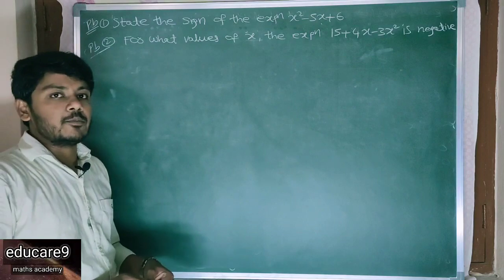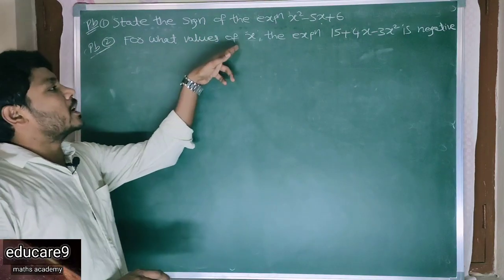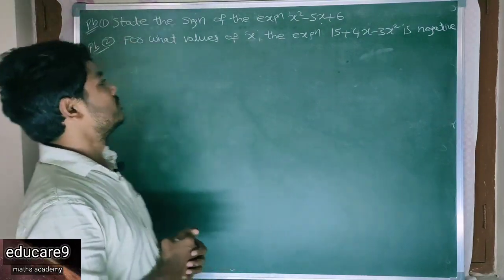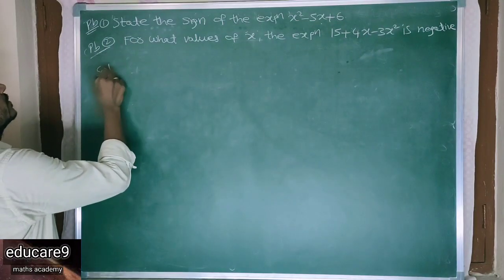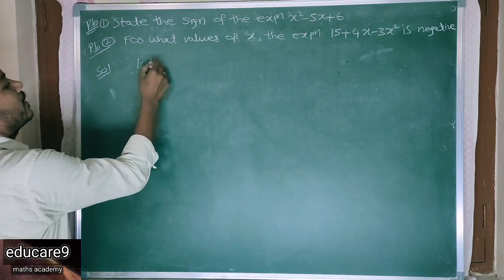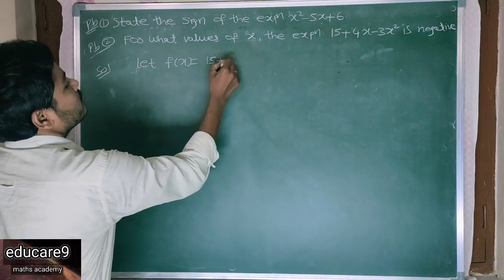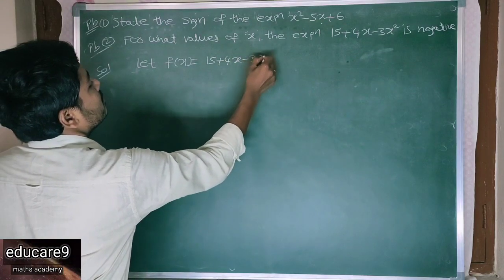So now see the second problem. For what values of x is the expression negative? See here the solution. Let f of x be equal to 15 plus 4x minus 3x square.